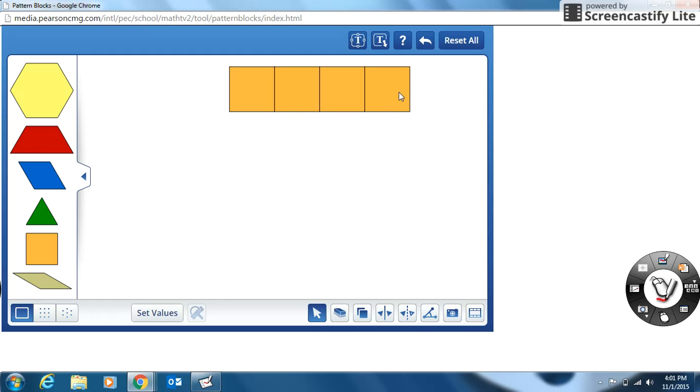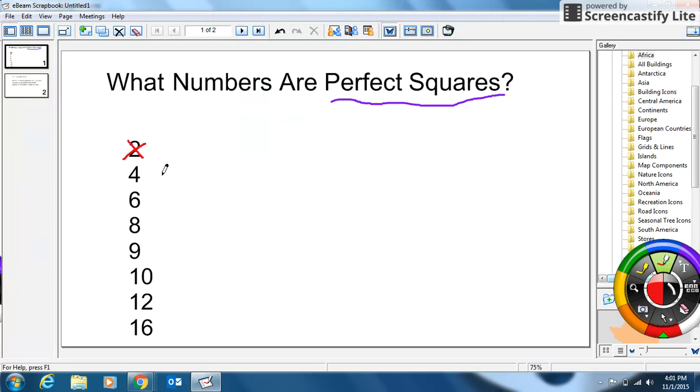Anybody else see another pattern? I can go like this. I can go like this. Oh, look at that. This rectangle is actually a square. 4 equal sides, 4 right angles. And it's 2 by 2. So I'm going to go back here. And we'll say 4 is an example. Give it a check mark. And I'm going to say we went 2 by 2 and that gave us a square.